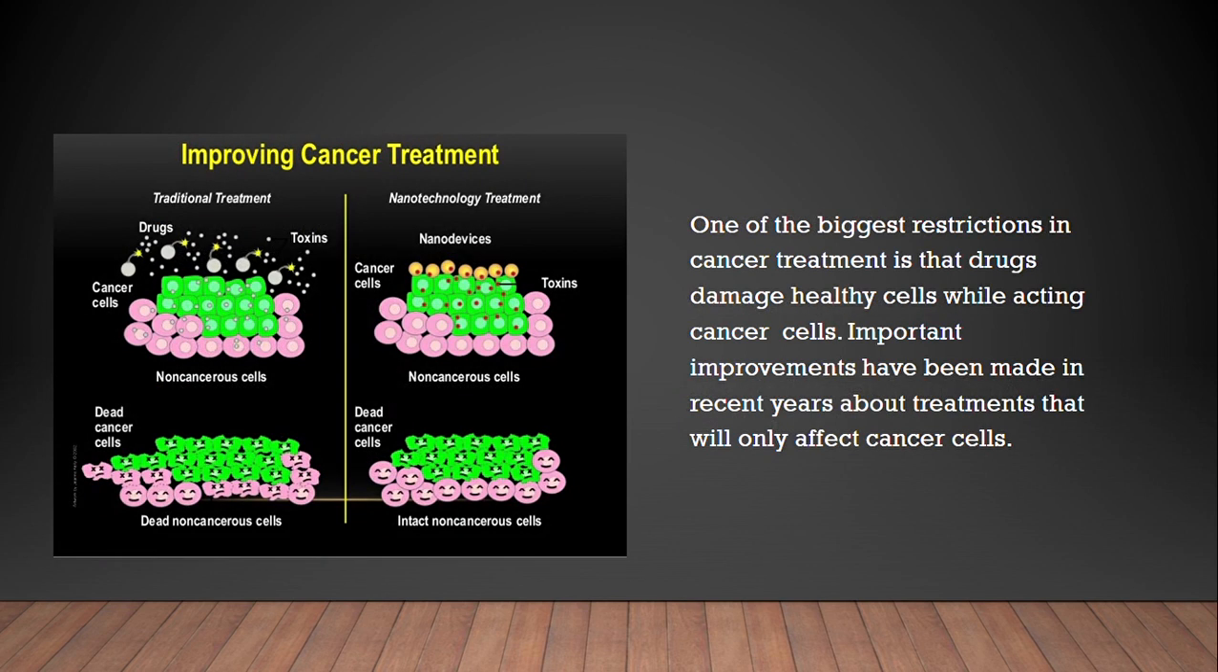One of the biggest restrictions in cancer treatment is that drugs damage healthy cells while acting on cancer cells. Important improvements have been made in recent years in treatments that will only affect cancer cells. You can see in the picture how cancer treatment is improving, with traditional treatment and nanotechnology treatment.